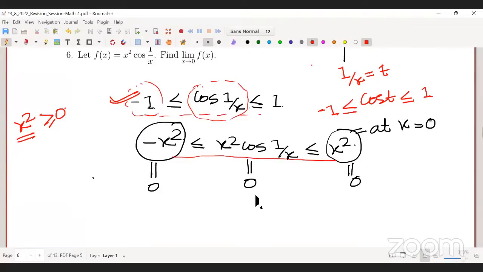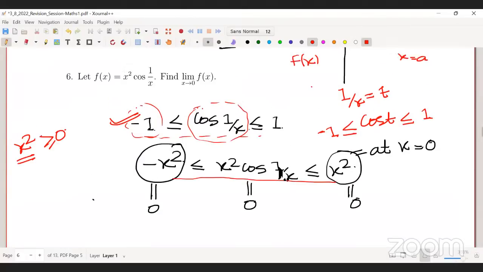Sir, how is the sandwich theorem being applied here? I can't understand what h of x and g of x are. This is h of x. This is g of x. This is f of x, correct?